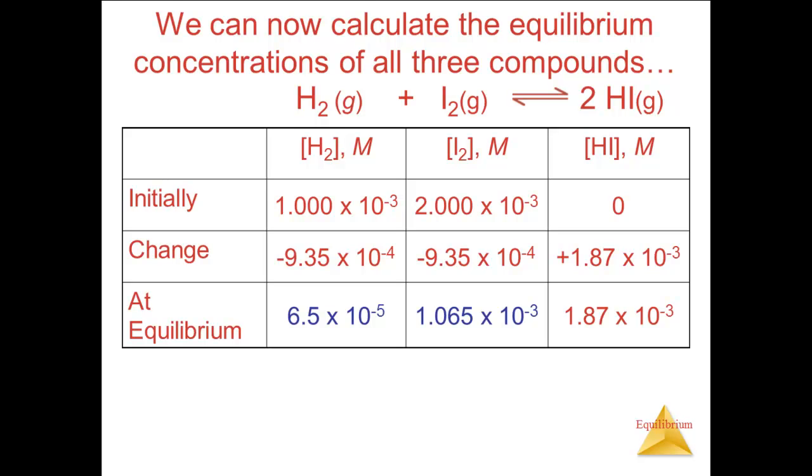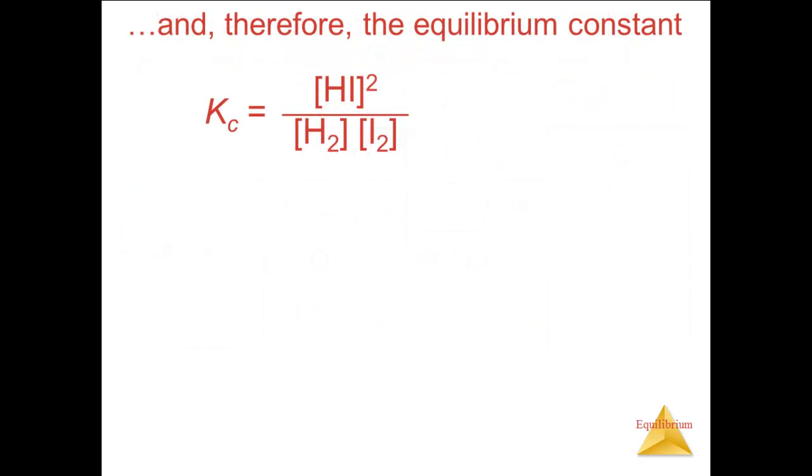Now we know the equilibrium concentrations of the three substances, H2, I2, and HI, and we are ready to proceed to the actual calculation. To complete the problem, we substitute the three equilibrium concentrations, the bottom row in the table, into the equilibrium expression and calculate the answer.